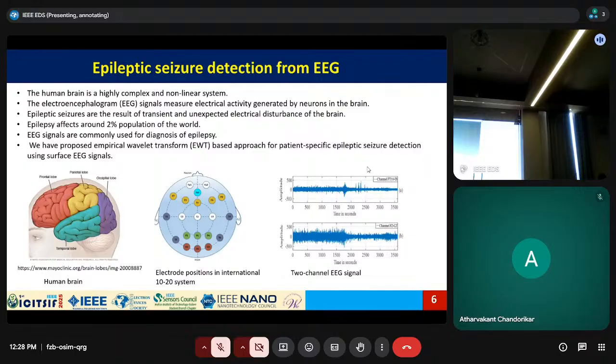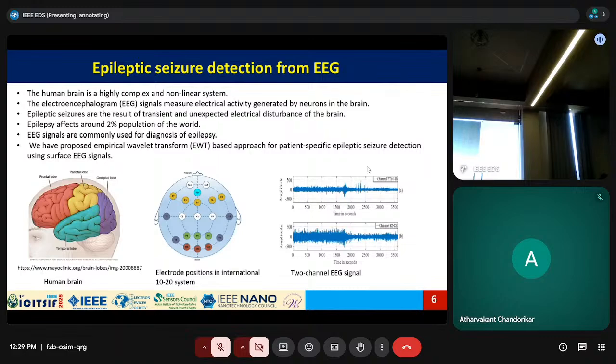So epilepsy is one of the serious neurological disorders, and EEG signals are commonly used for the diagnosis of epilepsy. In the brain, all neurons synchronize together and generate very high electrical activity. Due to that high electrical activity, the brain is disturbed. And the brain is the master of the body. Once the brain is disturbed, then everything is disturbed. So that is a very serious disorder. It affects around 2% of the world population. And we have proposed this empirical wavelet transform based approach for patient-specific epilepsy detection.